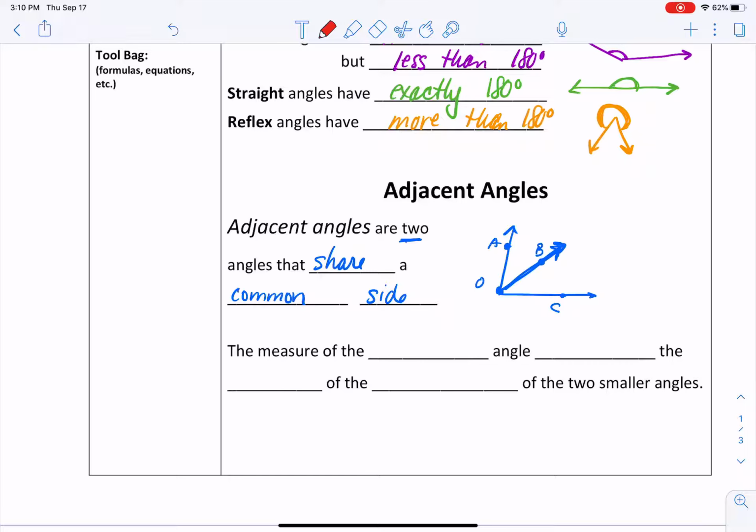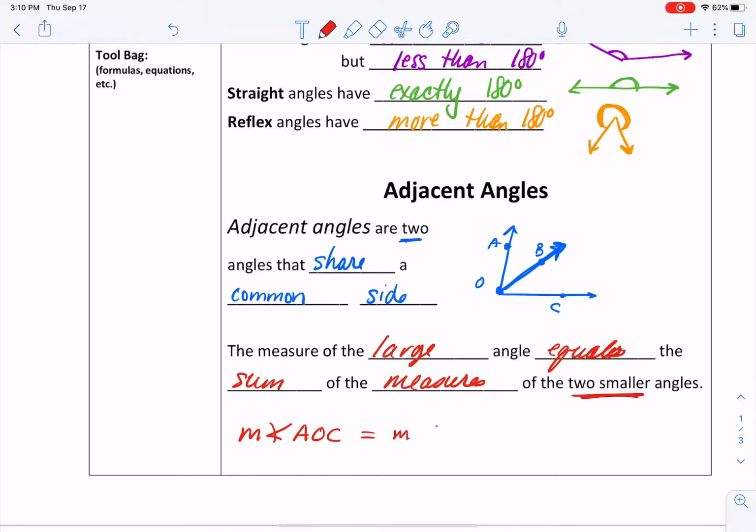The measure of the large angle equals the sum of the measures of the two smaller angles. So that means that the measure of angle AOC equals the measure of angle AOB plus the measure of angle BOC.